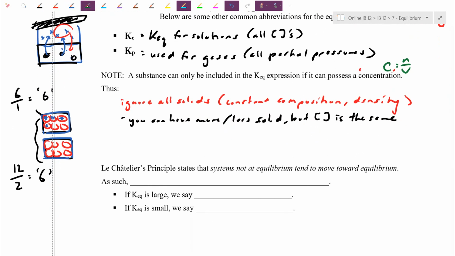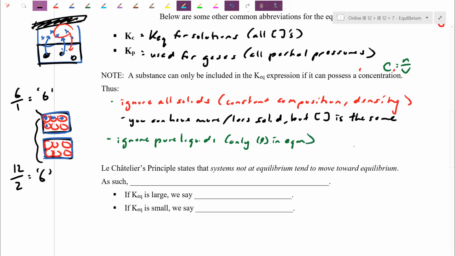For exactly the same reason, we will also ignore what's referred to as pure liquids. And you will know that it's a pure liquid if it is the only thing that's denoted L in the entire equilibrium, left side or right side. In the very same way, liquids also have constant composition. So let's say this is just water. For water, we put liquid instead of aqueous because we don't think of water as dissolved in itself.